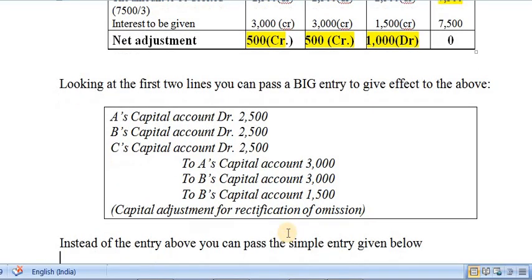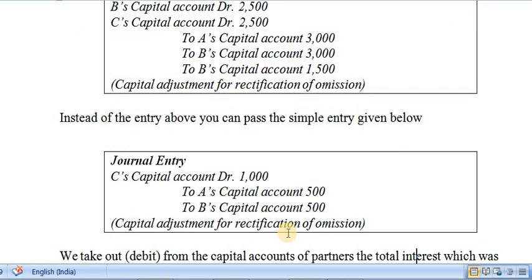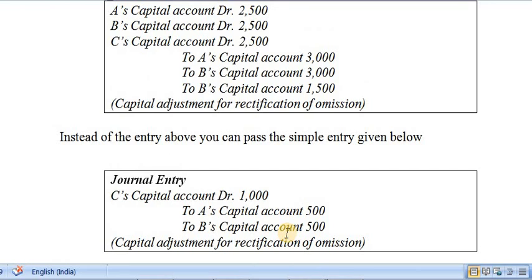Instead of passing this big entry, you can pass one small entry: C debtor 1000. Both are the same, okay? One more time, let me see if I can show them together. This first entry and second entry are practically the same. There is no harm if you make this entry. This is correct, it will correct the whole thing. Debit 2500, credit 3000, that is okay. But the real final rectification is this.